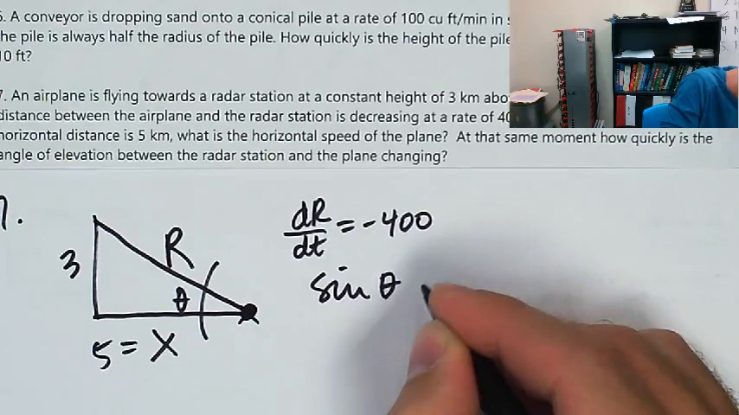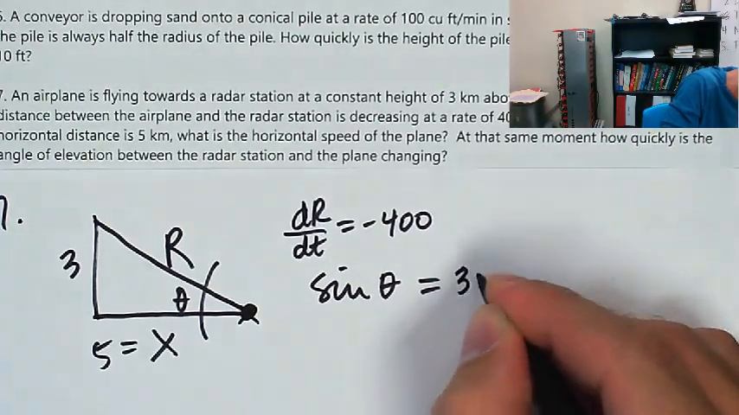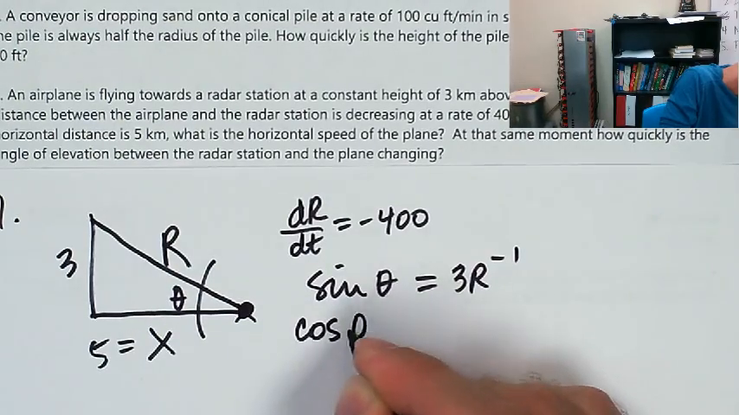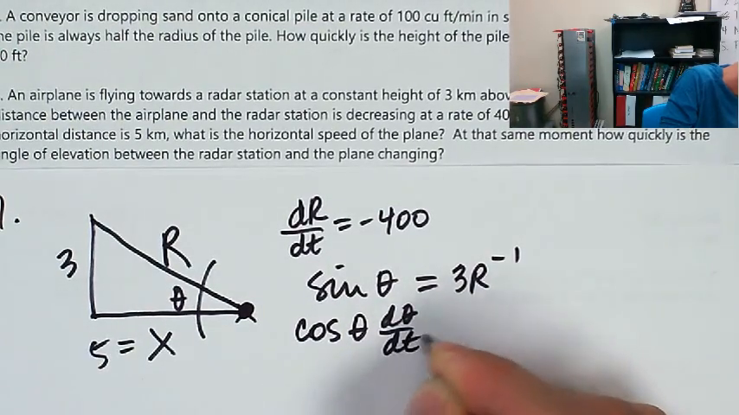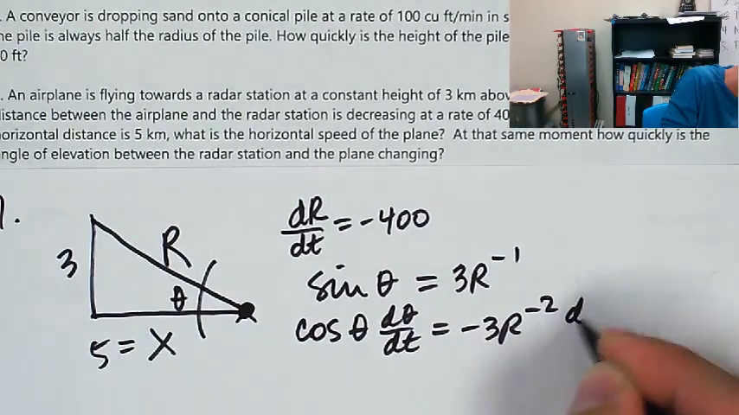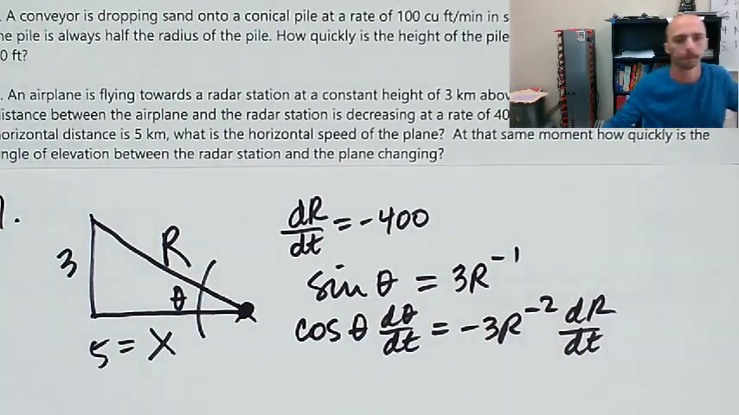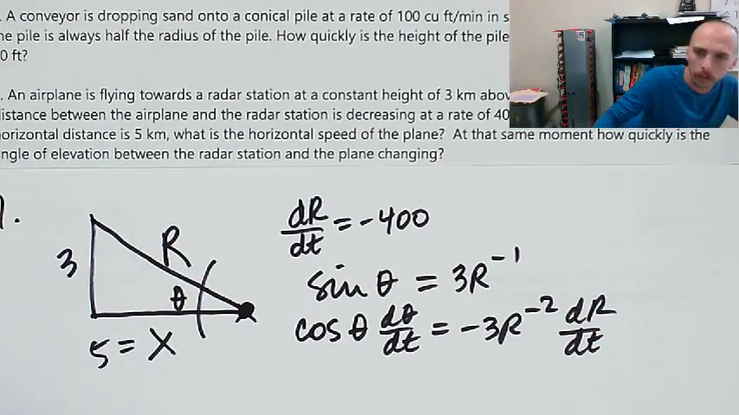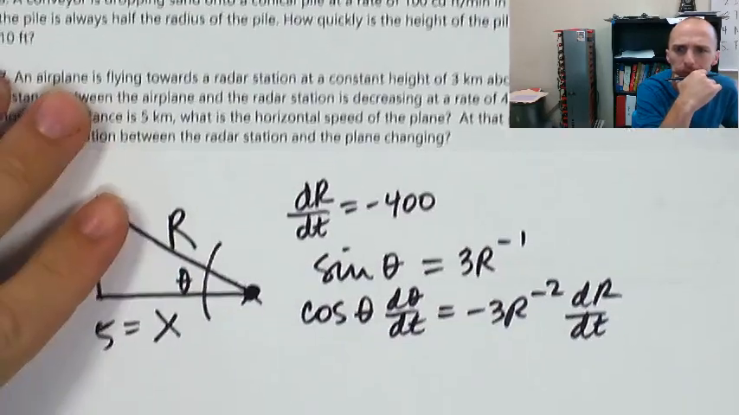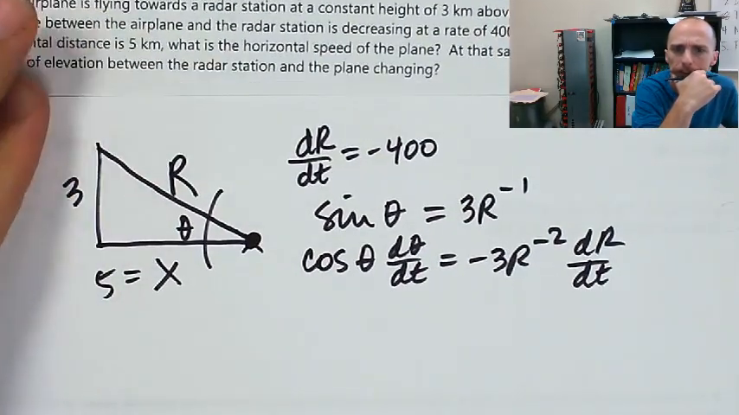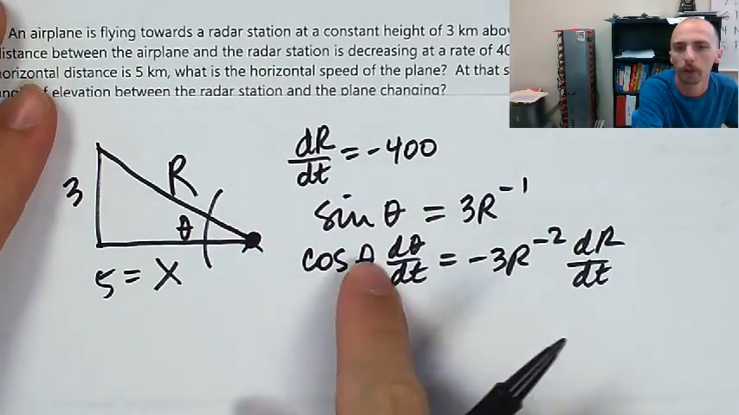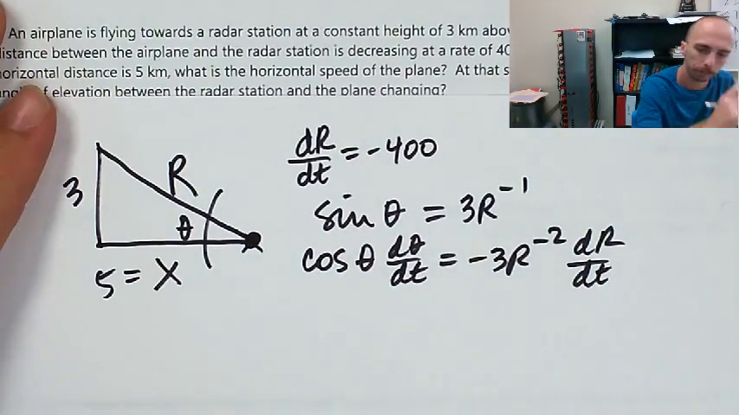So, sine theta equals 3 divided by r. 3r to the negative 1. Take the derivative with respect to time. Cosine theta dθ/dt equals negative 3r to the negative 2 dr/dt. And so I think from here it's just going to be plug in the stuff and solve for dθ/dt, right? Oh, okay. So I'm going to have to find out what r is, to find out what cosine is. But I can do that.